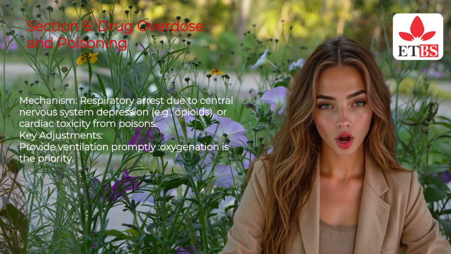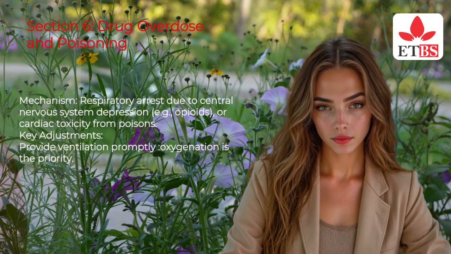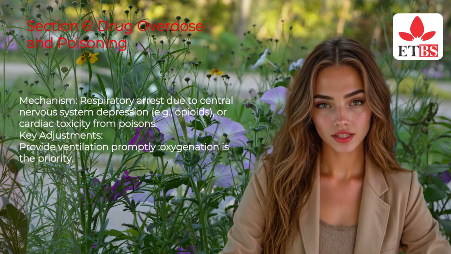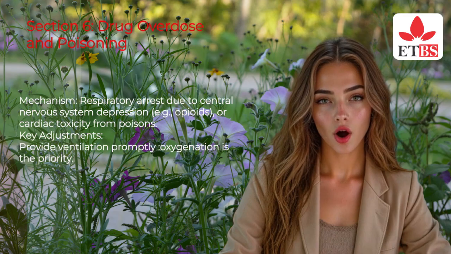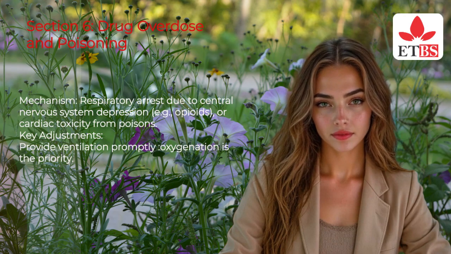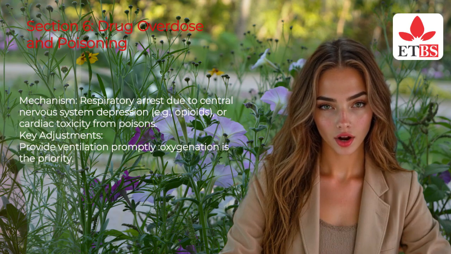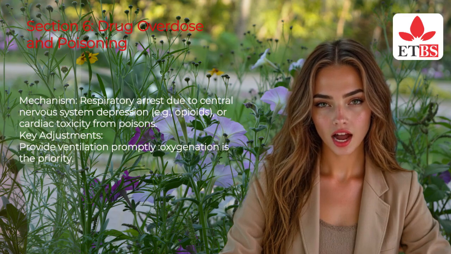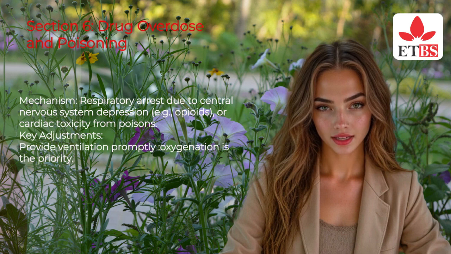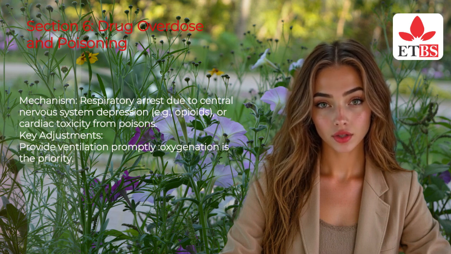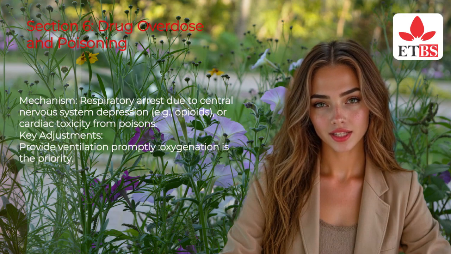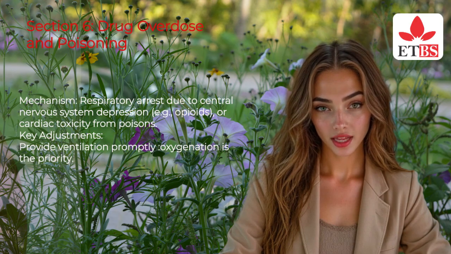Section 6. Drug overdose and poisoning. Mechanism. Respiratory arrest due to central nervous system depression, e.g. opioids, or cardiac toxicity from poisons. Key adjustments. Provide ventilation promptly. Oxygenation is the priority. If available, administer naloxone, an opioid antidote, without delaying CPR. Avoid mouth-to-mouth if poisoning is suspected. Use barrier devices. Accreditation note: WHO and AHA both recommend integrating antidotes like naloxone with standard resuscitation when available.